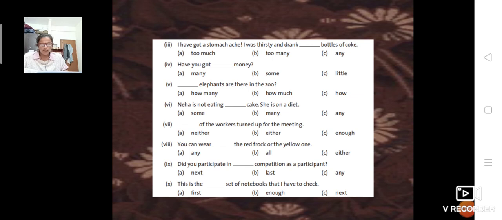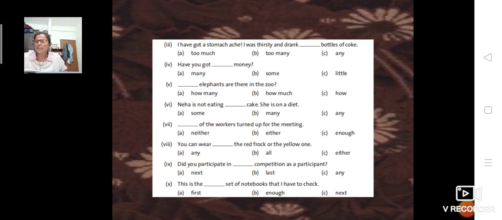The question is, I eat dash ice cream, a lot of ice creams in summer. I have got a stomach ache. I was thirsty and drank too many bottles of Coke. See here children, you may be thinking that Coke we can't count, but bottles we can count, right? So they are indicating the bottles there, not the Coke, okay? So bottles is countable, so I had to use that too many, right? Have you got some money?